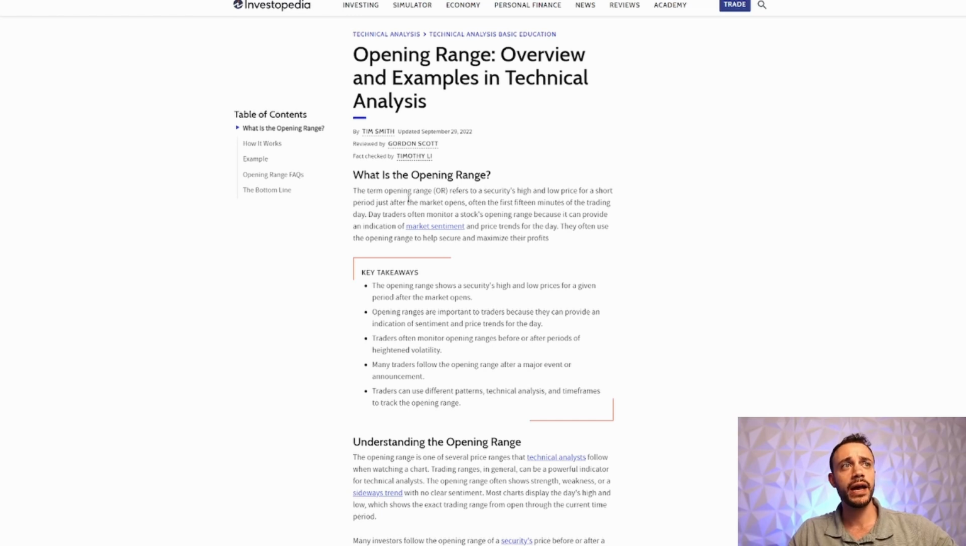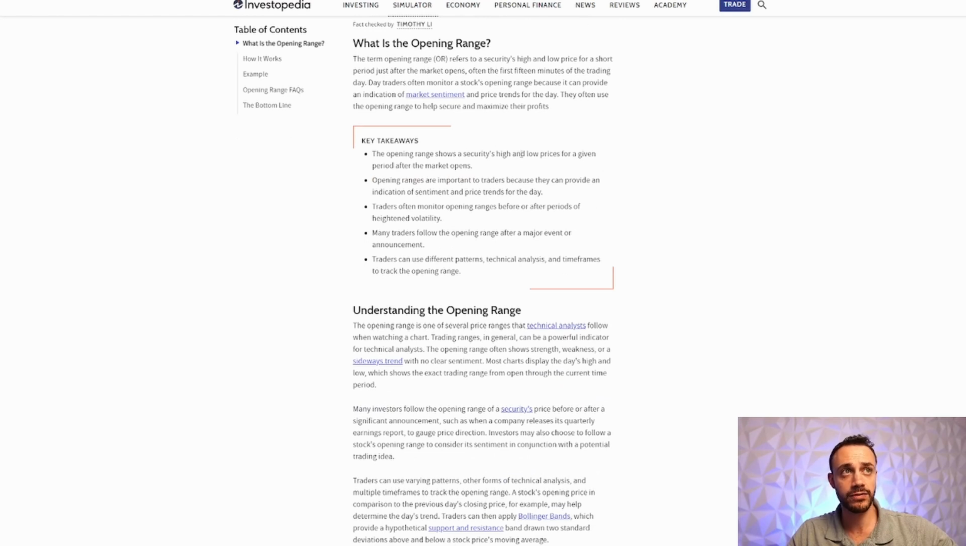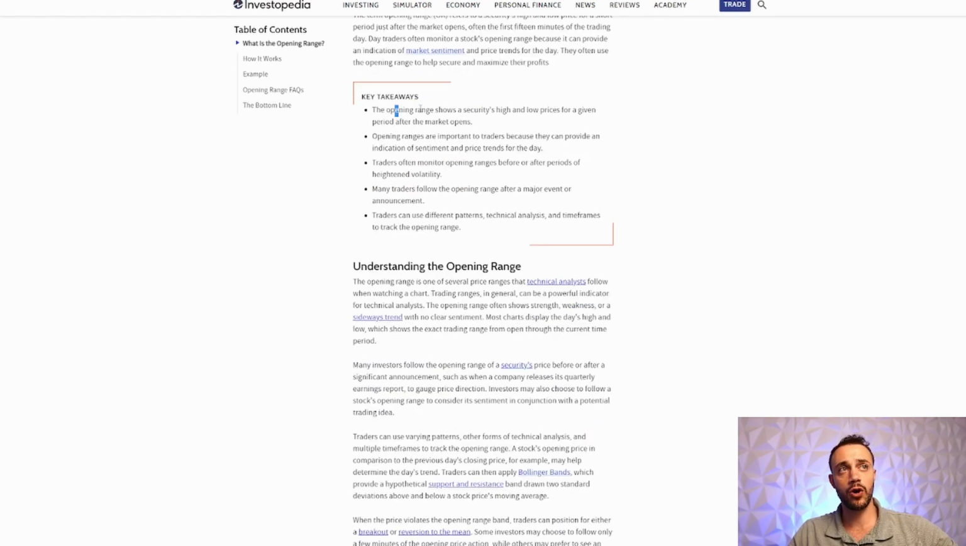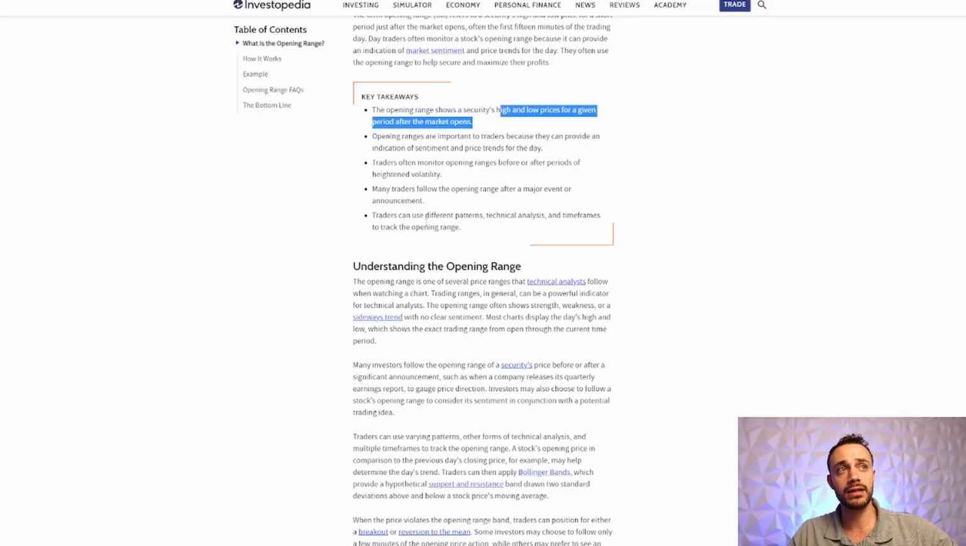You get the point. Anyways, day traders often monitor a stock's opening range because it can provide an indication of market sentiment and price trends for the day. In this case, it provides price trends for the week for us because we're going to be using a daily range, right? The Monday daily candle of every single week. So the key takeaways here, the opening range shows a cryptocurrency's high and low price for every single Monday's daily candle. All right, obviously I just paraphrase this because I'm not using this information, but we want to mark the high and low price of every single Monday. And again, that Spaceman Key Level Indicator does exactly that for us.